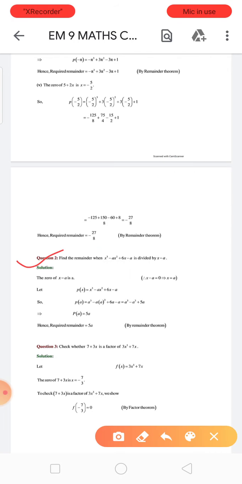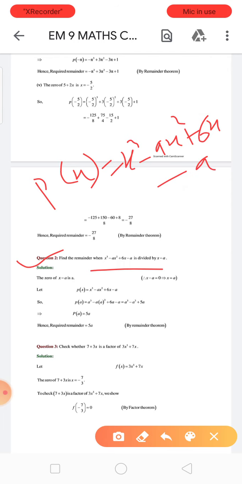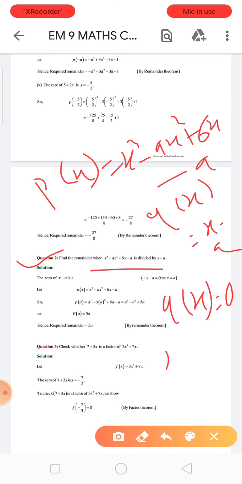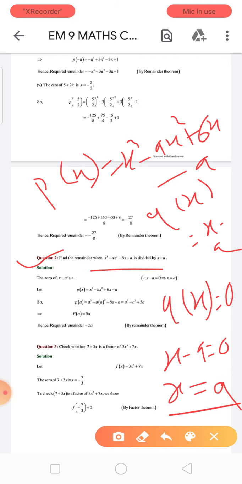Now question number 2 is, find the remainder when x cube minus ax square plus 6x minus a is divided by x minus a. So our dividend P(x) is equal to x cube minus ax square plus 6x minus a, and our divisor Q(x) is equal to x minus a. So we have to find the remainder by using remainder theorem. We first find the root of the divisor. So we equal our Q(x) to 0, means x minus a equal to 0. We get the value of x equal to a.